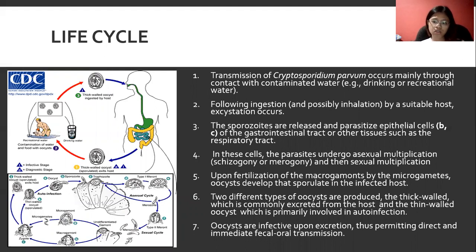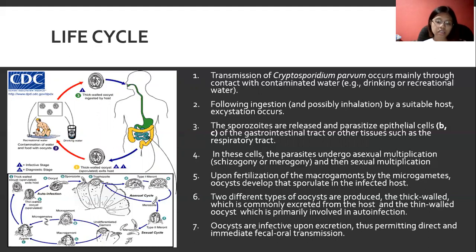So following ingestion, the oocyst will undergo excystation. The sporozoites are released and parasitize epithelial cells. You can see it in letters B and Z in our drawing from the CDC, of the gastrointestinal tract or other tissues such as the respiratory tract. In these cells, the parasites will undergo asexual multiplication, and then sexual multiplication.